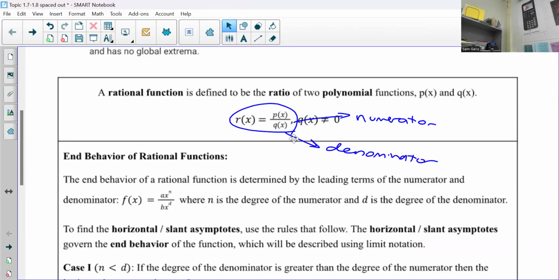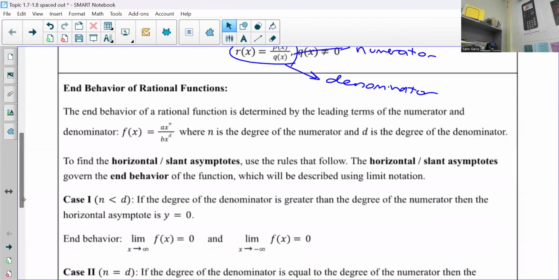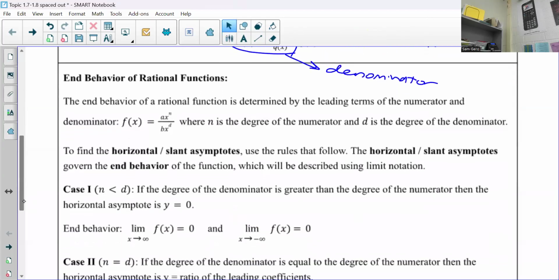We're going to talk about the end behavior of rational functions, and there are three cases for end behavior of rational functions, and you're always looking for the highest power. So literally, I want the highest power of the top and the highest power of the bottom. We're talking about degrees. So degree on the top and degree on the bottom. Those are what we're talking about.